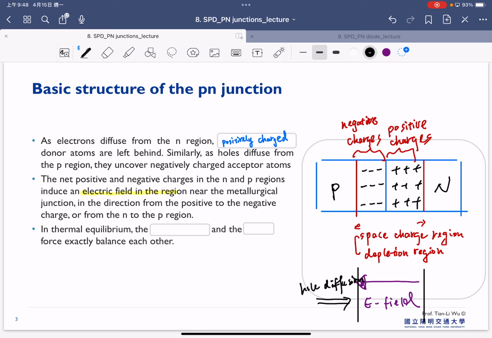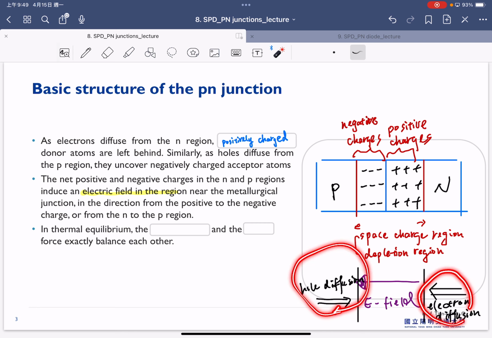Also, this electric field will stop the electron diffusion. That's the reason why, in the end, the diffusion mechanism cannot continue, because after a certain moment we start to induce charge here. This induced charge creates the electric field that tries to stop the diffusion mechanism.